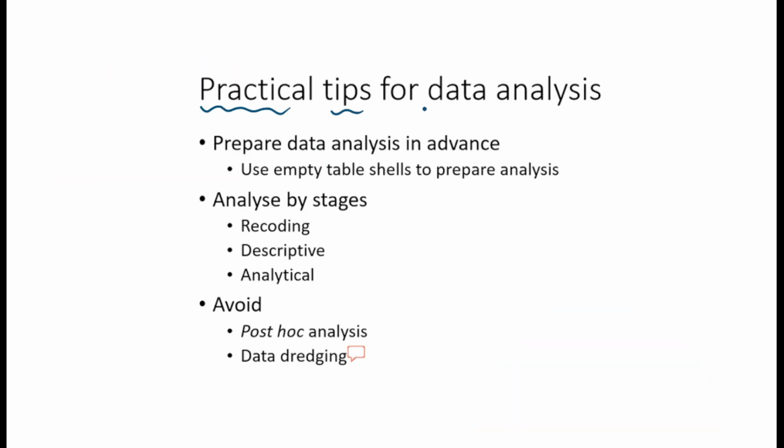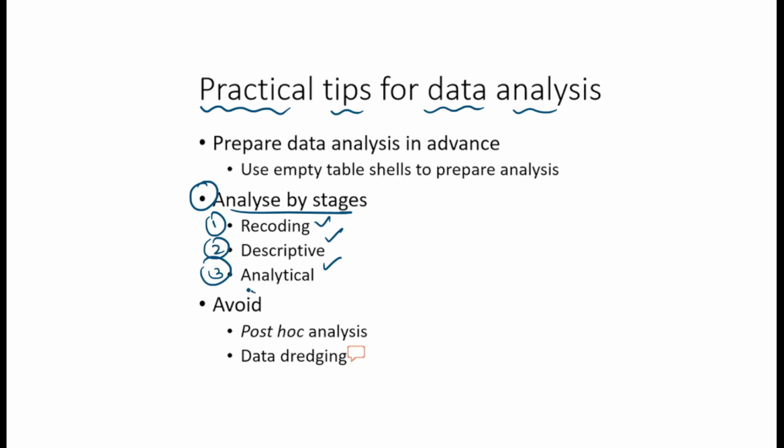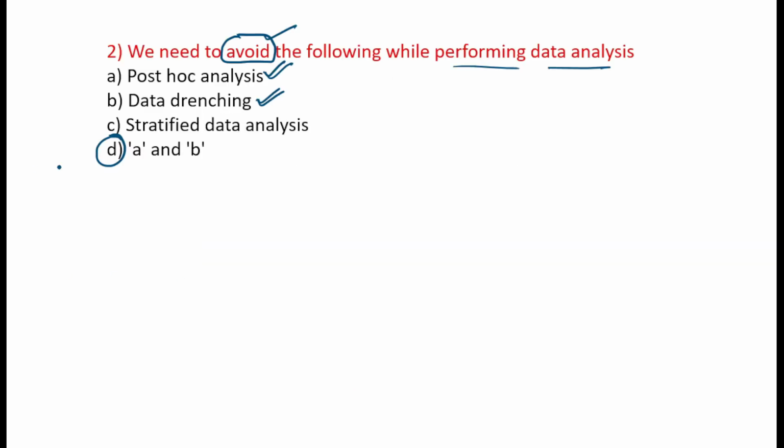Now please see the chart again. These were the practical tips for data analysis. In the previous question we spoke about the analysis by stages, like this was the first stage, this was the second stage and third stage, recoding, descriptive and analytical. In this question they have asked what we need to avoid while performing the data analysis. So we have taken post hoc analysis and data drenching. In the practical tips for data analysis, you are supposed to avoid post hoc analysis and data drenching. Please remember this answer.